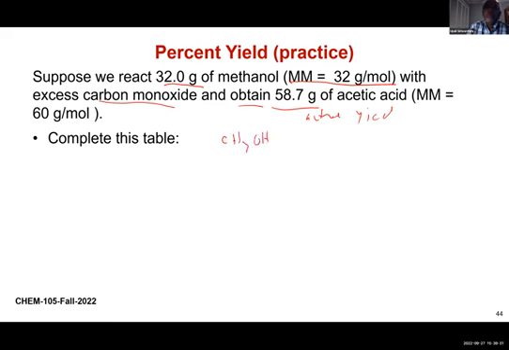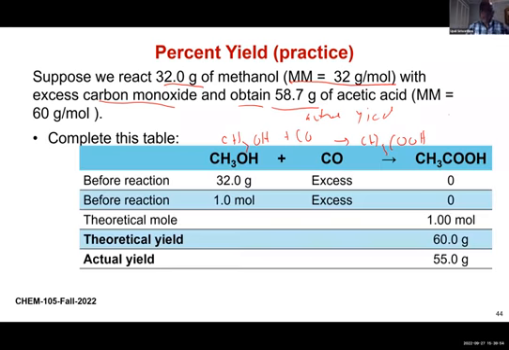CH3OH plus excess carbon monoxide gives acetic acid. Okay, let's see, they probably write the reaction here. This is balanced: 1, 2, 1, 2, 4 is 4. The stoichiometric coefficient is 1.